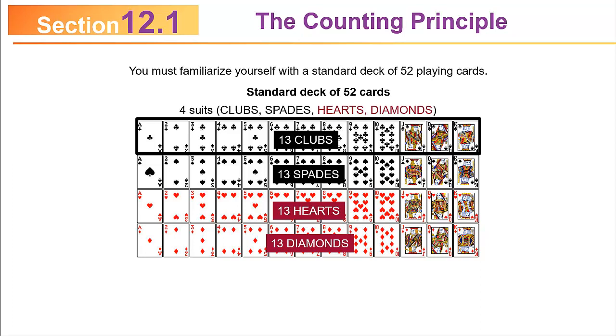The symbol for clubs, the symbol for spades, the symbol for hearts, the symbol for diamonds. 13 clubs, 13 spades, 13 hearts, 13 diamonds. 13 times 4 is 52. Or 13 plus 13 plus 13 plus 13 is 52. So the deck has 52 cards, 26 black, 26 red, 13 clubs, 13 spades, 13 hearts, 13 diamonds. Those four things are called suits. Clubs and spades are black suits. Hearts and diamonds are red suits.